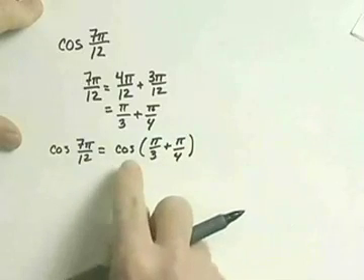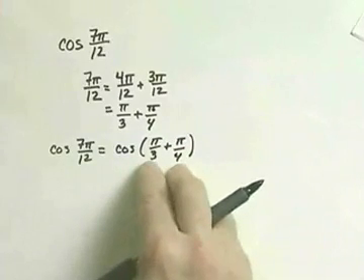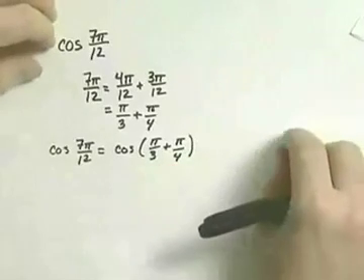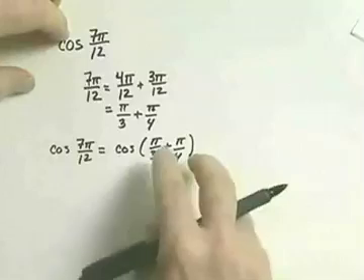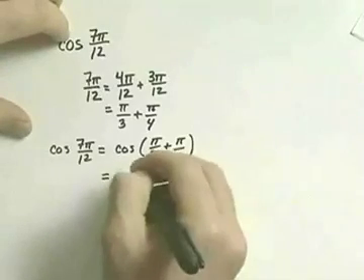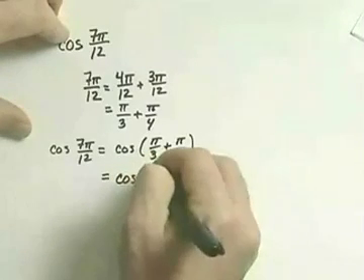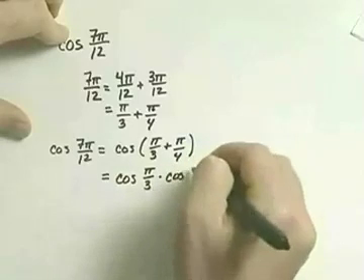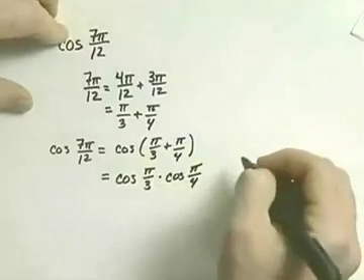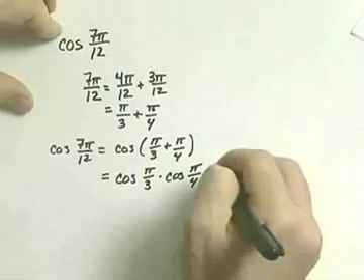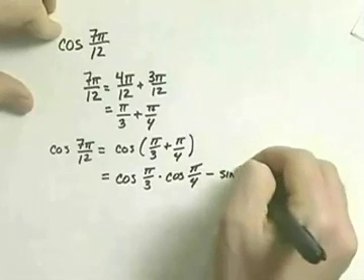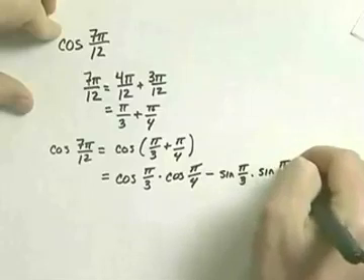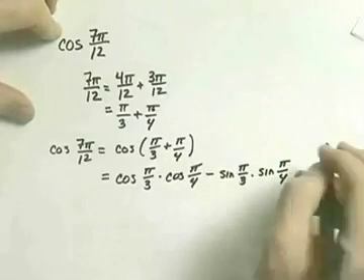So now I have the cosine of the sum of two angles, and therefore what I'm going to do is use the formula for the cosine of the sum of two angles. This is going to be equal to the cosine of the first angle, pi over 3, times the cosine of the second angle, pi over 4, minus the sine of the first angle, pi over 3, times the sine of the second angle, pi over 4.